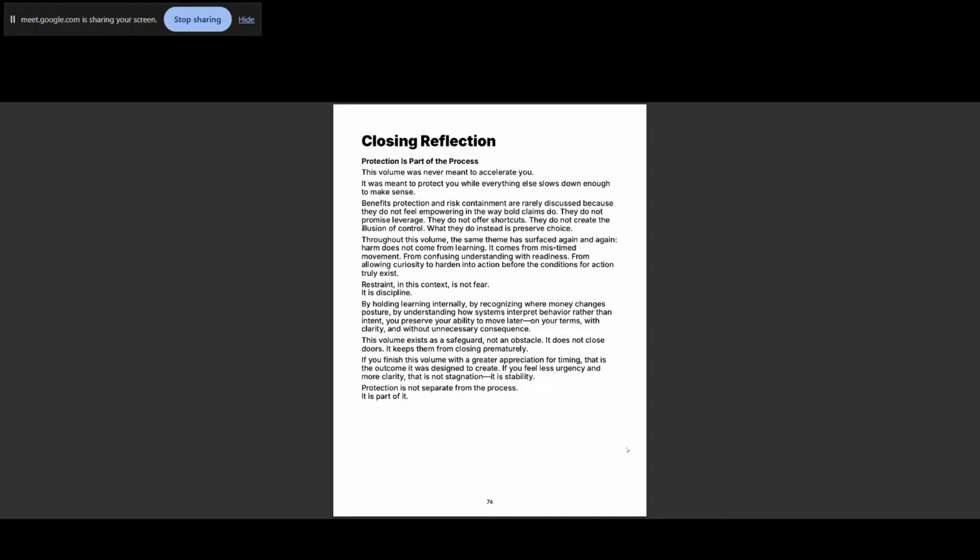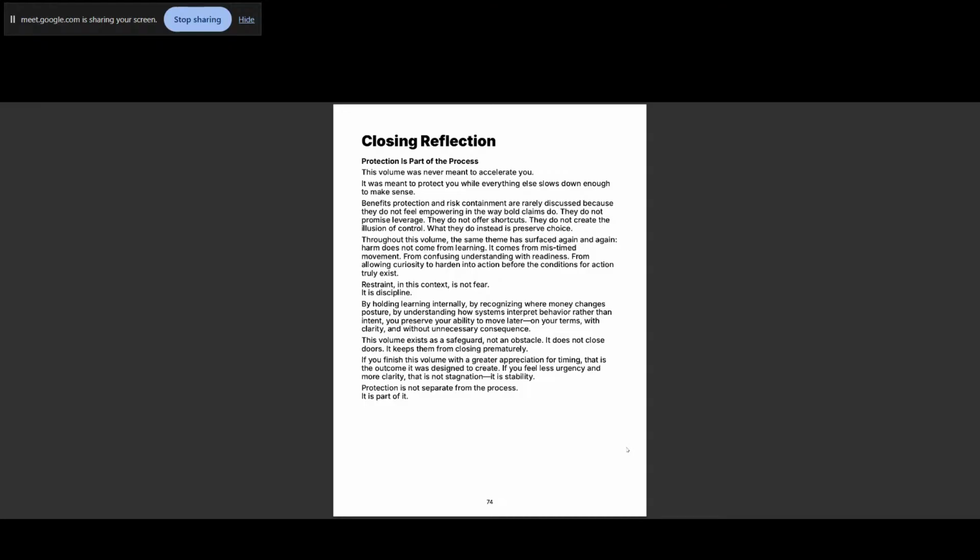Benefits protection and risk containment are rarely discussed because they do not feel empowered in the way World claims do. They do not promise leverage. They do not offer shortcuts. They do not create the illusion of control. What they do instead is preserve choice.